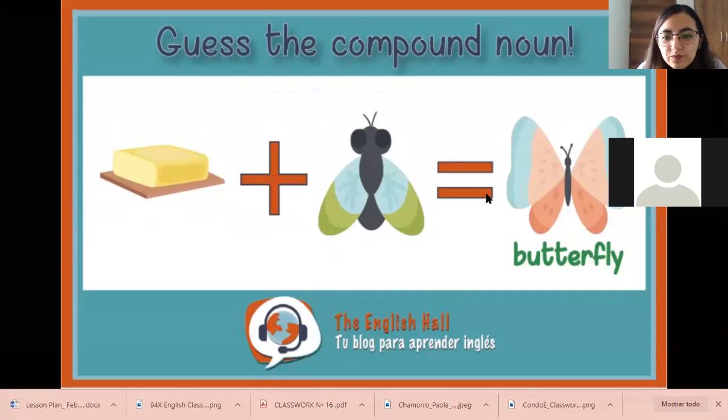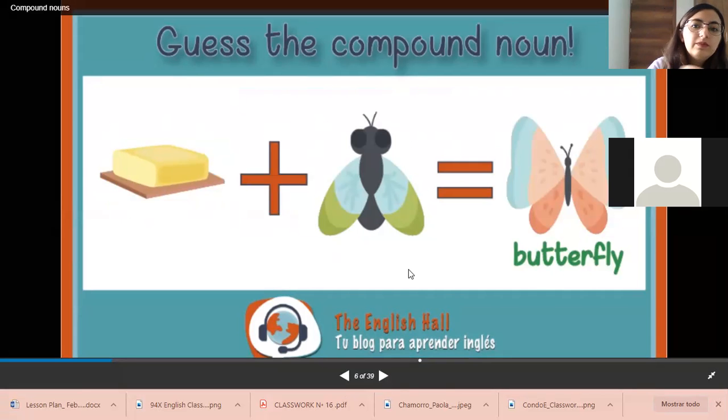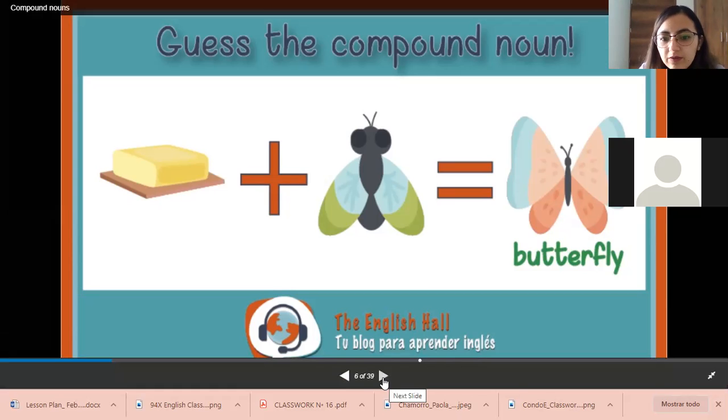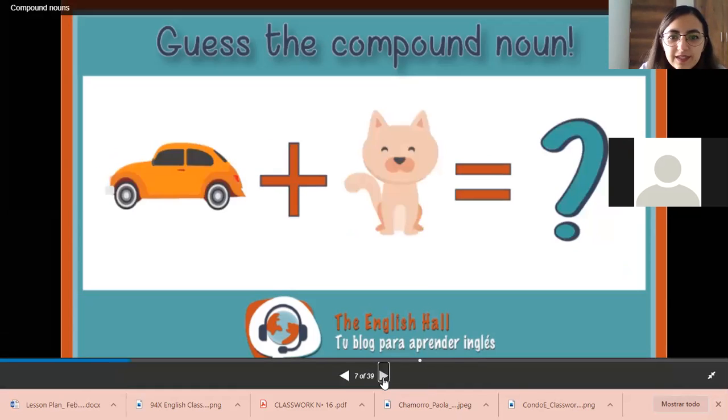Sí, en algunos casos pues ya vamos a ver que tiene mucho que ver, ¿no? Ambas palabras que componen un nuevo sustantivo, pero en otros, como en este caso, no tanto, ¿no es cierto? Es como una mariposa, ¿cómo se podría decir? Se me fue la palabra, un mosquito mantequilla, no tiene nada que ver, ¿no es cierto? Es una palabra completamente nueva, mariposa. Tiene algo que ver con el insecto, pero nada que ver con la mantequilla. Let's continue with the next.